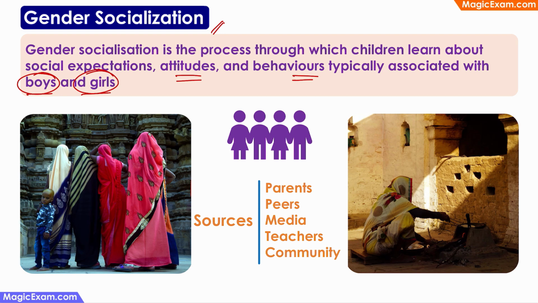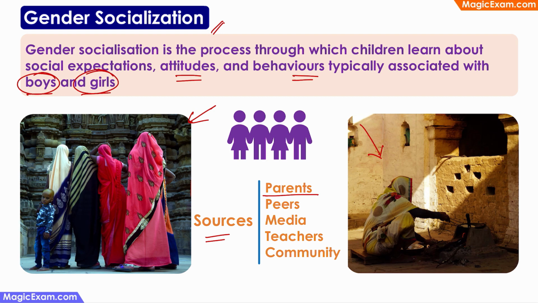For example, in a particular society, women might be always expected to wear a ghungat, and women might be expected to be always in charge of the kitchen. Therefore, children are learning these different attitudes and expectations through various social interactions or various sources. These various sources can be parents. They are looking at their parents and learning what their mother is doing, how their mother is behaving, what their father is doing, what the father is behaving like.